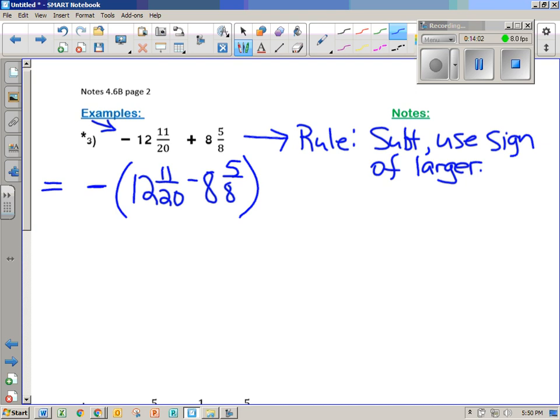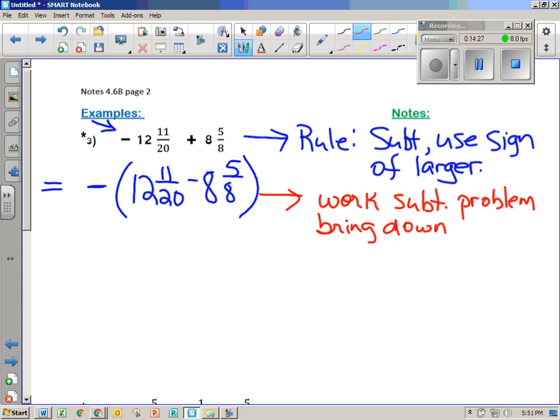Excuse me. So now we're just going to work this subtraction problem and drag the negative down the page. So let's write our rule over here. Now we're going to work the subtraction problem, and then just bring down the negative. That's really it. If you try to get creative with it and try other strategies, you might run into a little bit of trouble.